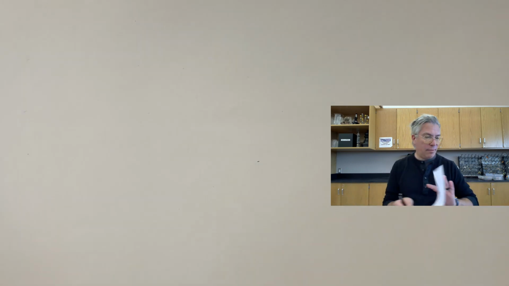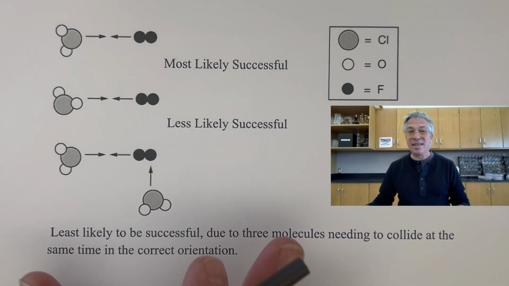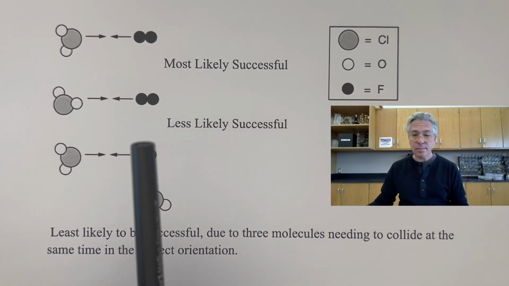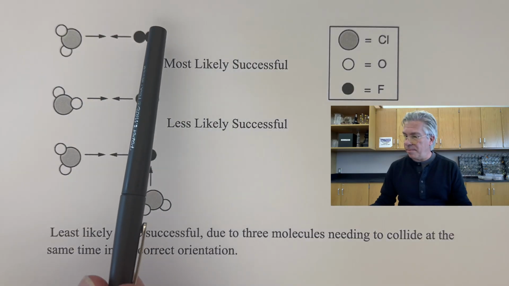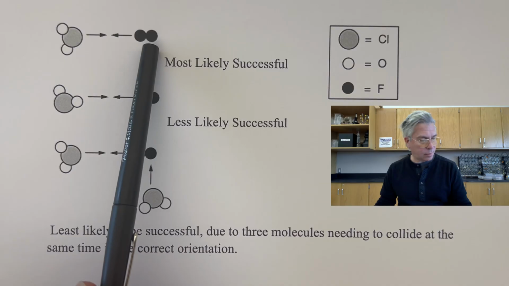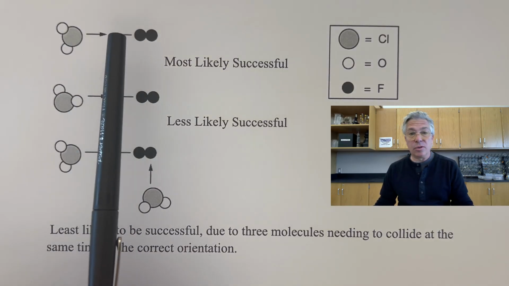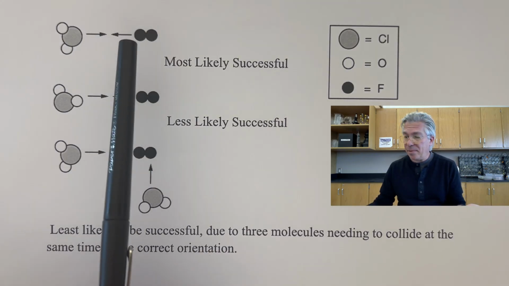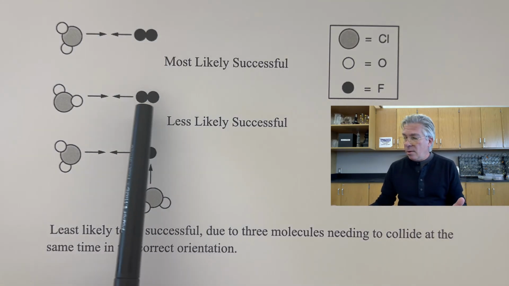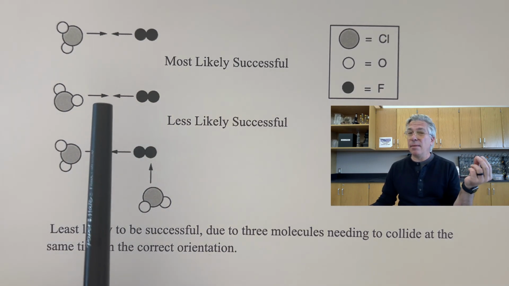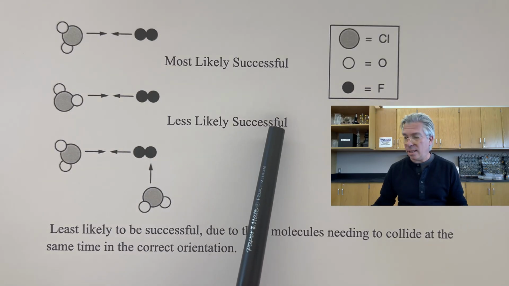Well, it has to do with the fact that collisions involving 3 or more things all at the same time are very rare and unlikely to happen. For example, we could imagine one of these ClO2s reacting with a fluorine, and they bump into each other. There's just one of each, so they collide, and that would be pretty common and most likely successful. We might imagine the same two molecules colliding in a different orientation that might not be as favorable, so maybe a little less likely.